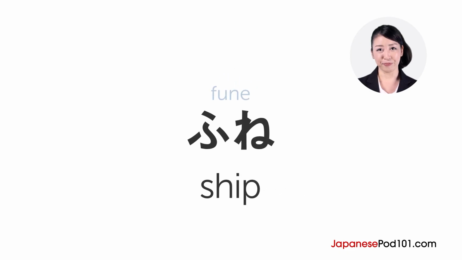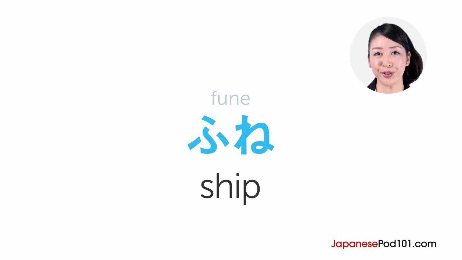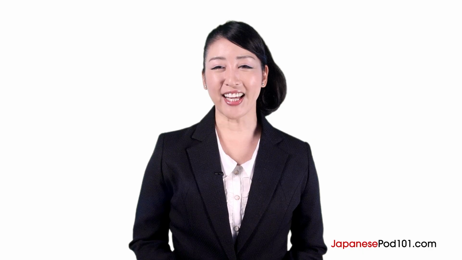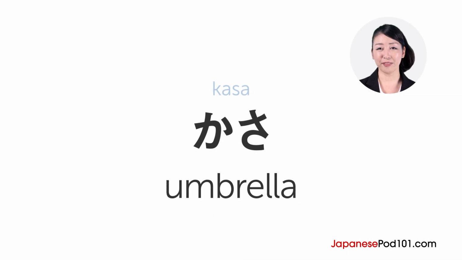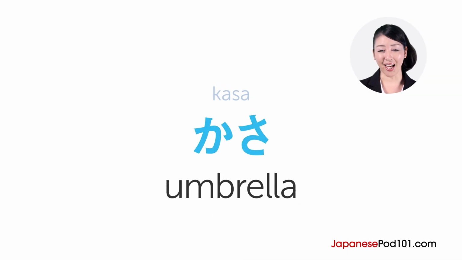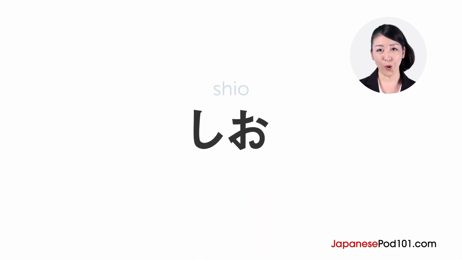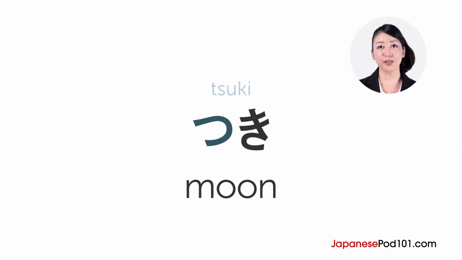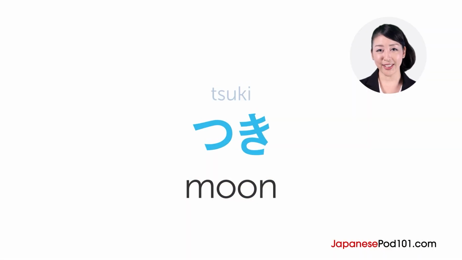Hune, ship. Hune, hune. Repeat after me. Hune, hune. Okay, let's review some more sounds and words. Repeat after me. Kasa, umbrella. Kasa, kasa. Shio, salt. Shio, shio. Tsuki, moon. Tsuki, tsuki.